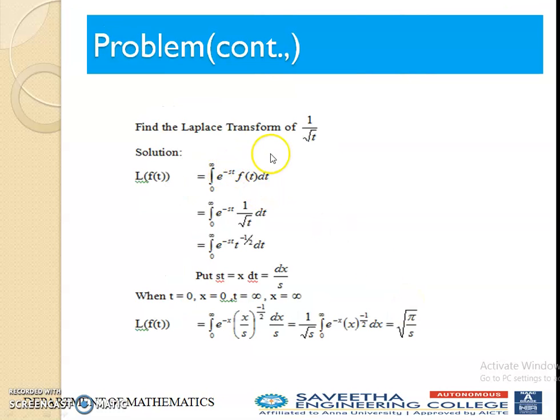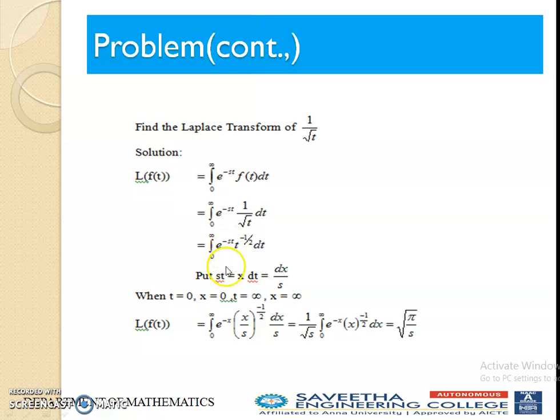Next, find the Laplace transform of 1 by root t. So again write the formula for L of f of t equal to integral 0 to infinity e power minus st f of t dt. So replace f of t with 1 by root t. So 1 by root t is present. Next we can take the reciprocal. Root t is nothing but t power 1 by 2. So taking the reciprocal, we get t power minus 1 by 2. So this is nothing but the Bernoulli's formula we can apply here, or by using the substitution method to find the solution.